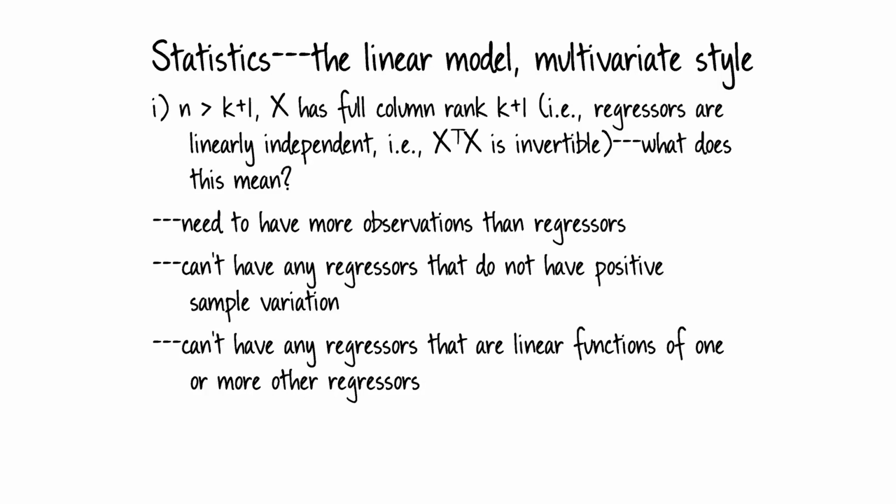And then the third one, which is the one that actually trips people up sometimes, is that we can't have any regressors that are linear functions of one or more other regressors. In matrix notation, another way to say that is the regressors are linearly independent. And that turns out to be equivalent to x prime x being invertible. Yep. Can you give an example of that? I will give 2 examples, in fact.